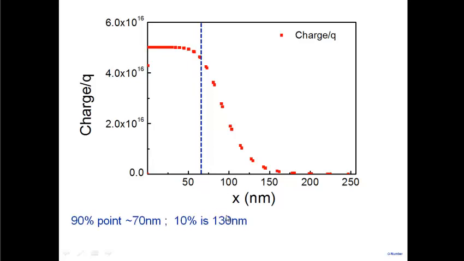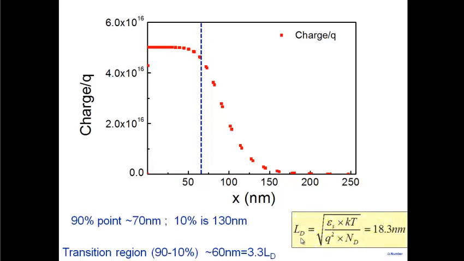And therefore, the extent of the boundary layer or the transition region is 130 minus 70, which is 60, right? The transition region is 60 nanometer. And the Debye length, using a formula, we calculate as 18.3 nanometer. So 60 nanometer is about 3.3 times LD, which is what we said: roughly the transition region would be around 3 times the Debye length. So what do we see here? The constant region, from here to here, is roughly 70 nanometer, and the transition region, from here to here, is 60 nanometer. Both are roughly the same.